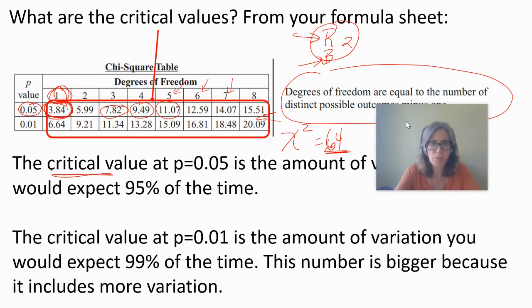You can also use a p equals 0.01. This is the amount of variation you would expect 99% of the time. So 99% of the time, if you have a chi-square value smaller than the critical value, then your variation is within range. Yes, sometimes you might get more variation, like 1% of the time, but we've got to make the cutoff somewhere.